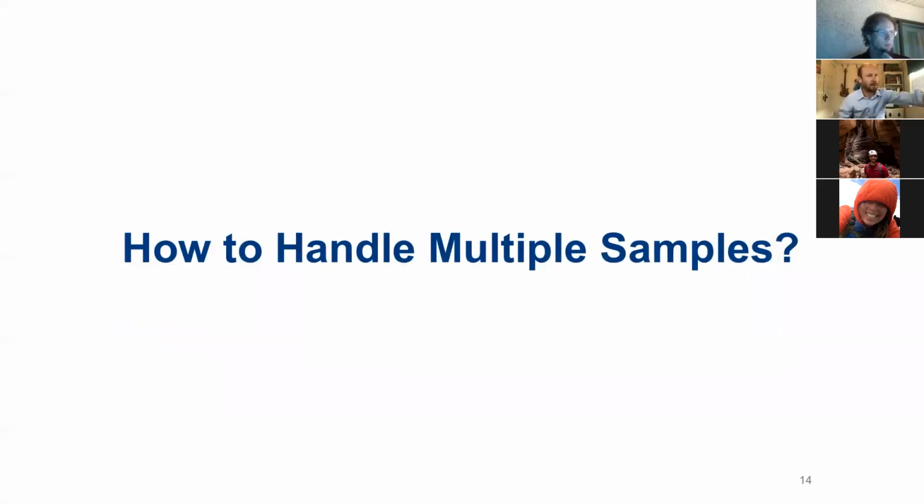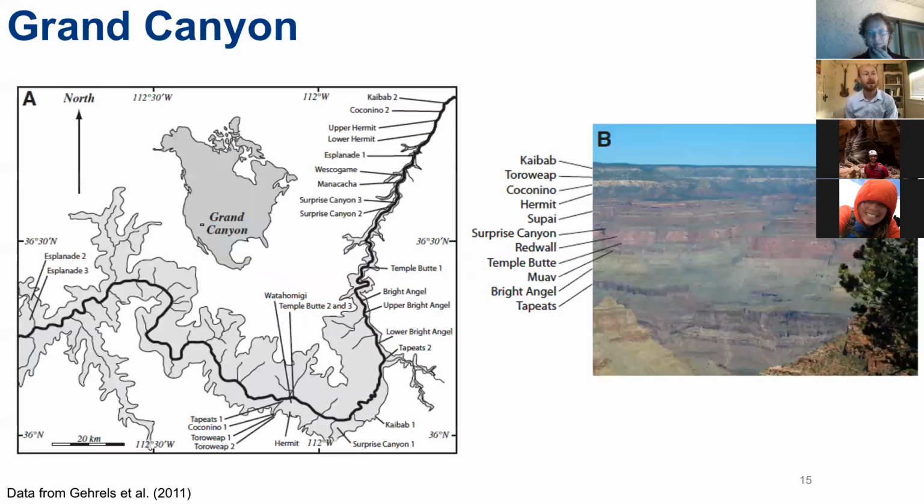Okay, so how do we deal with multiple samples? It's what this course is all about, right? Like, how do we deal with multiple samples? And we won't do this in a quantitative way, but by the end of this presentation, hopefully it'll become clear why we will want to do this in a quantitative way. So let's take a classic example from George Gehrels' work. He's my postdoc advisor here at Arizona LaserChron.